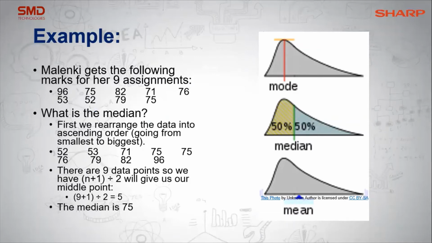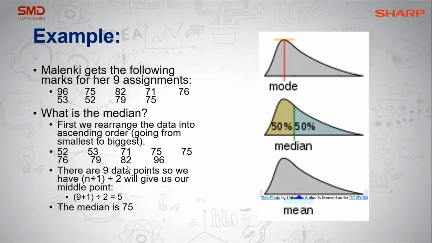we want to know what the median is. So with regards to the median, we first need to put the data into ascending order. In other words, from the smallest data point, or the lowest mark, to the highest mark, okay? So from smallest to biggest. So I've done that for you here, okay? Just arranged it nicely. And then there are 9 data points.